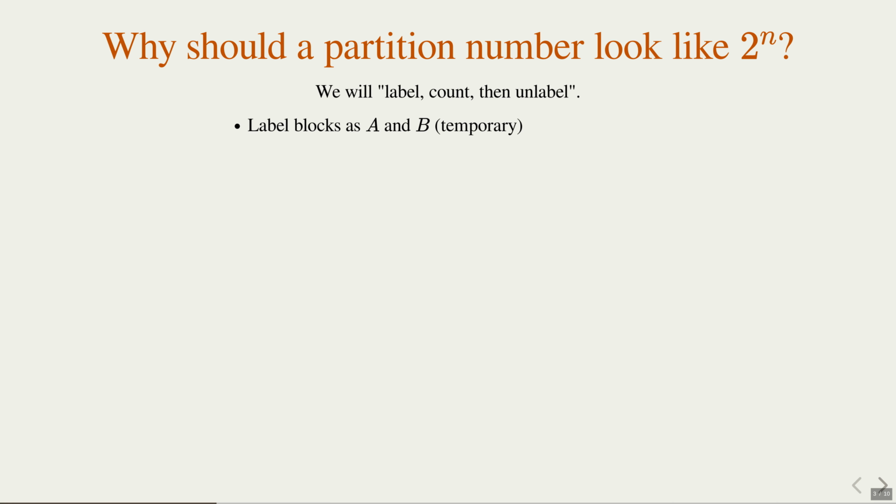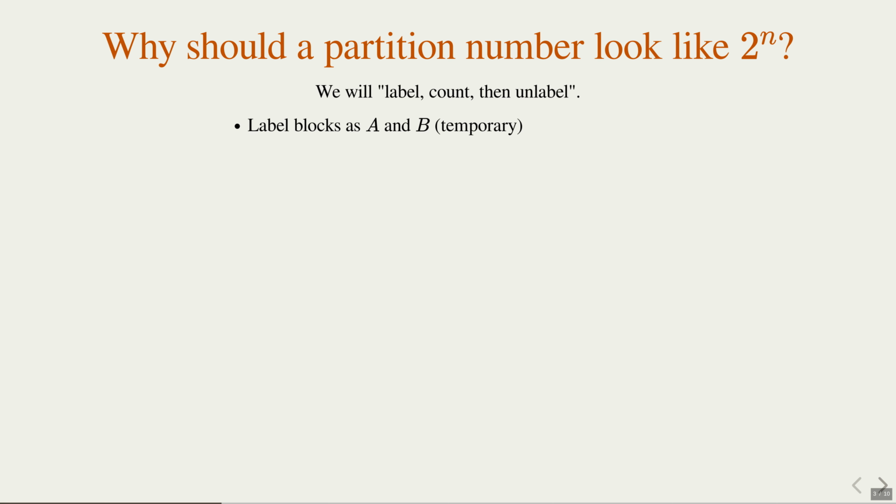Here is the surprising part. Partitions usually do not have simple closed forms, but this one behaves like binary choices. The secret is to temporarily give the blocks names so we can count easily, then remove the names carefully. Giving names sounds like cheating. Why is that allowed? We are not changing the underlying objects. We are just creating an easier counting problem.